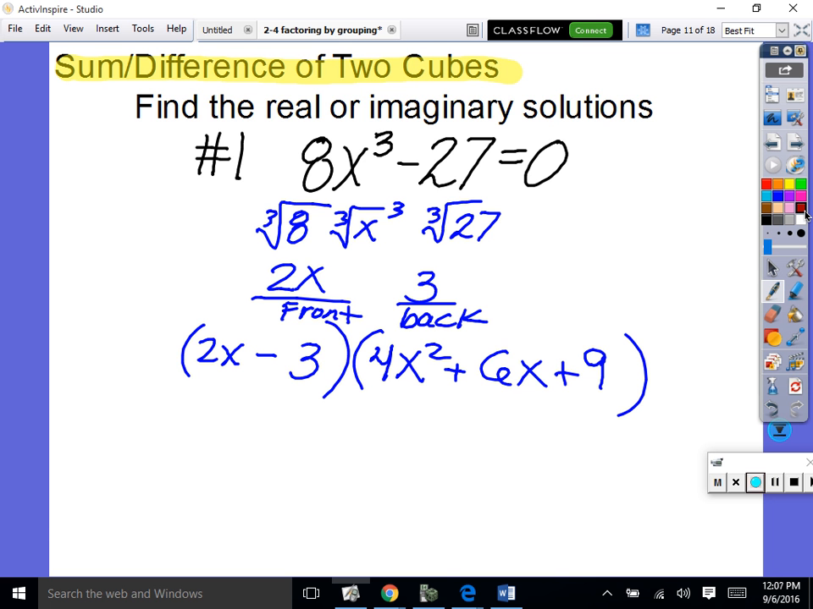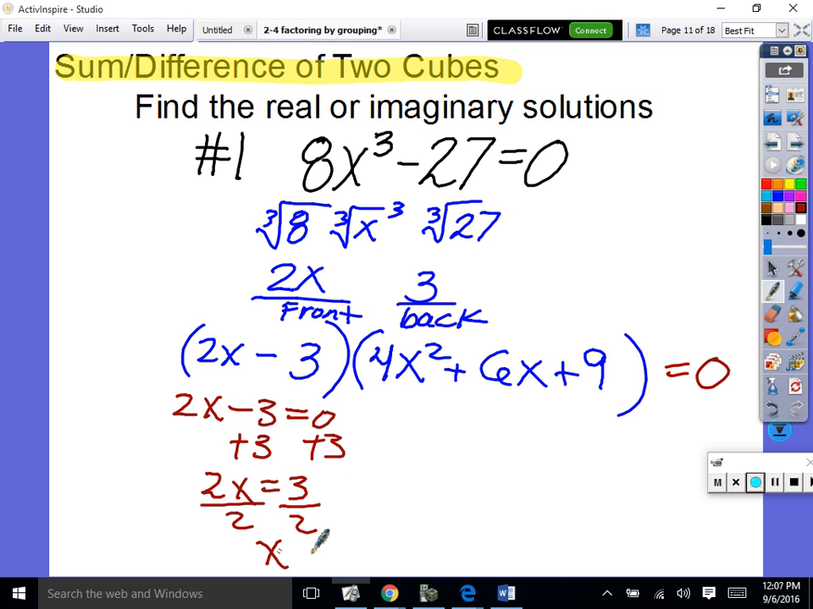Now, how do we solve? It was equal to 0 here, so it's still equal to 0. Set each of those equal to 0 and solve. So we have 2x minus 3 is equal to 0. We add 3, so we have 2x equal to 3, divide by 2, and x is equal to 3 halves. There's one of our answers. Now looking at this piece, it's quadratic. You could try solving by factoring. However, most of these don't factor, so we're going to go ahead and use the quadratic formula.